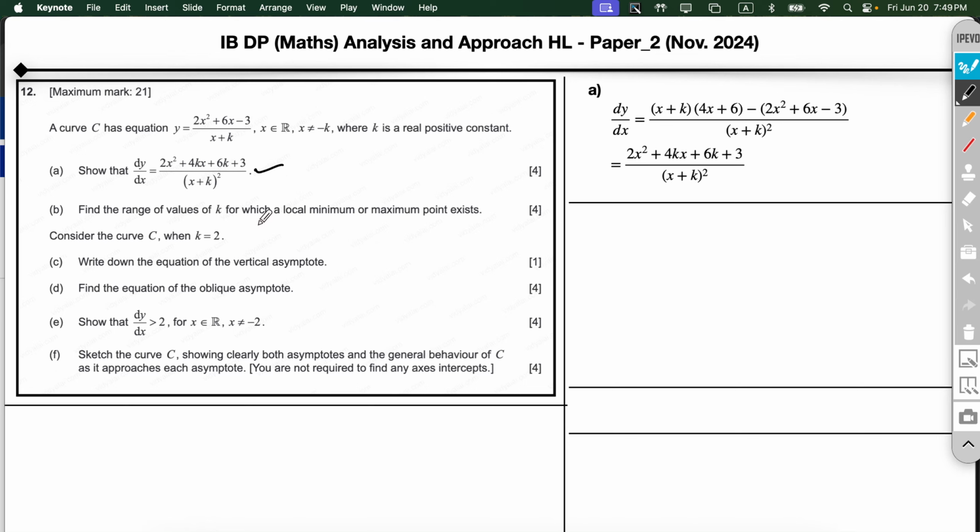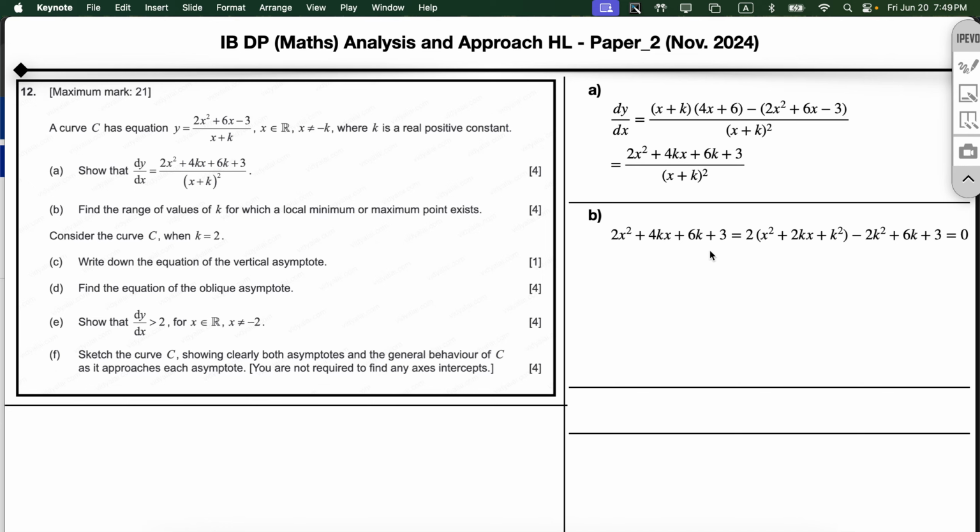Part A: find the range of values of k for which a local minimum or maximum point exists. So for this also, you have to consider the derivative, because you want to find the numerator to go to 0. Where does it go to 0 as a function of x?